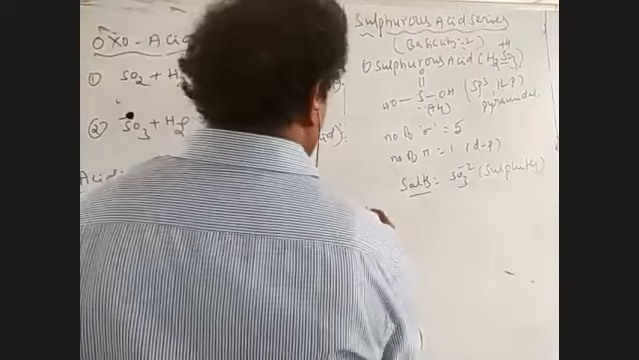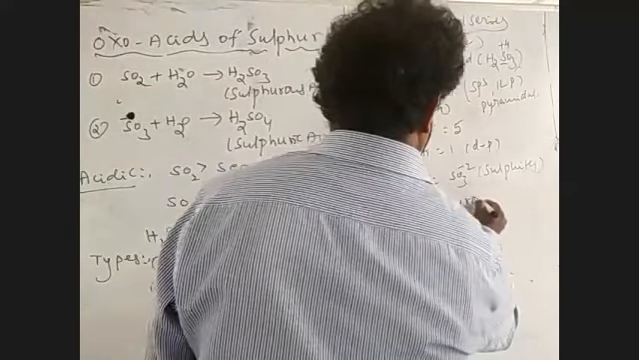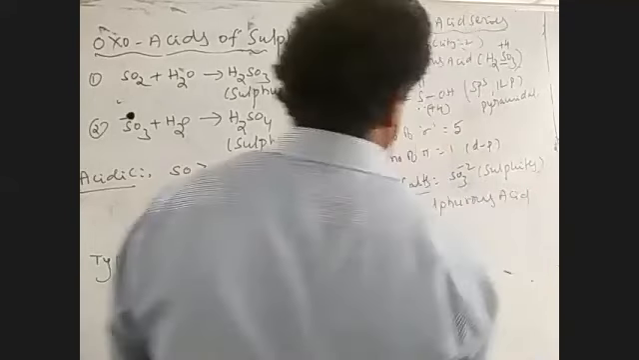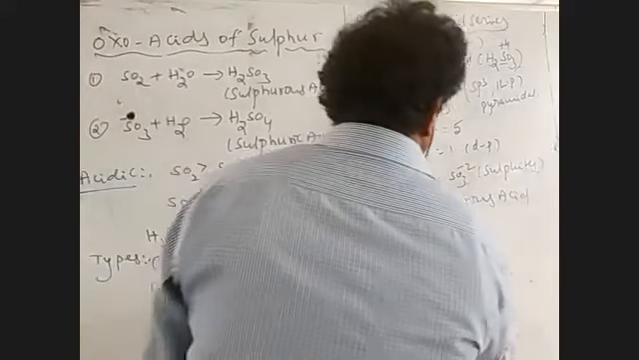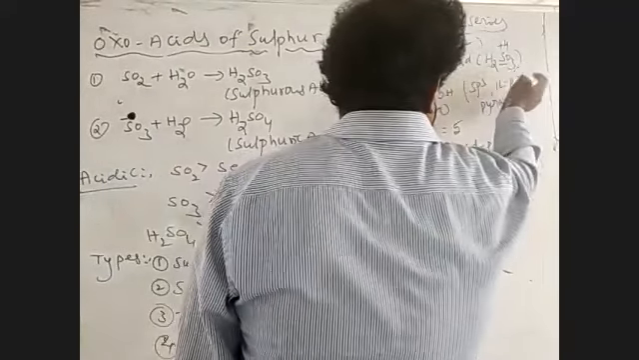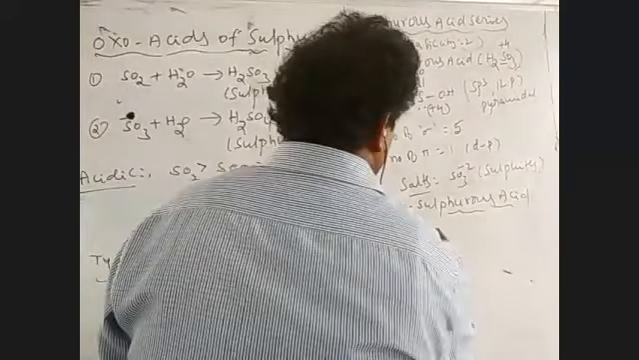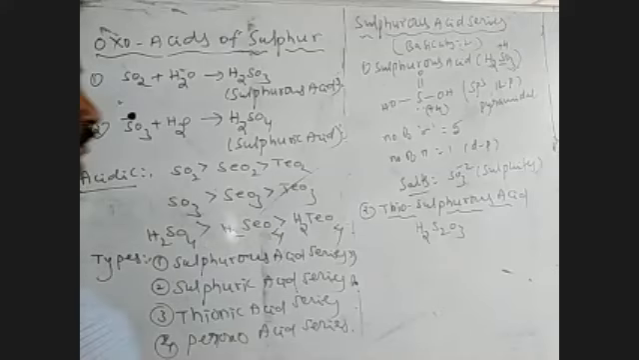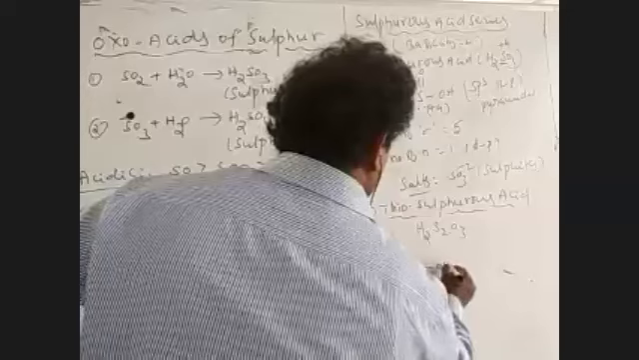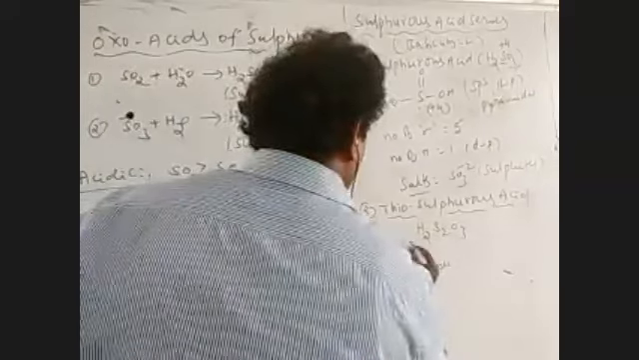The second is called thiosulfurous acid. In thiosulfurous acid, in H2SO3 with 3 oxygens, one of the oxygens is replaced by one sulfur atom. Therefore, the formula of that compound is H2S2O3. The structure has S, OH and OH. The basicity of this acid is 2, and there is also a double bond to S.